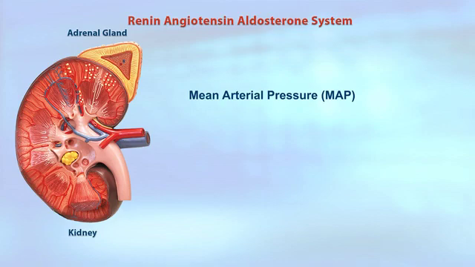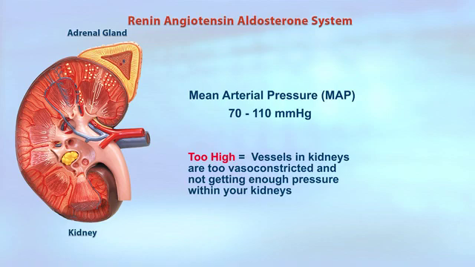Your mean arterial pressure normally is between 70 and 110 millimeters of mercury. And your kidneys work very well when your mean arterial pressure sits between 70 and 110. So you don't want it too low, but you also don't want it too high. Because if your mean arterial pressure is too high, then those vessels in your kidneys are too vasoconstricted and you're not getting enough pressure within your kidneys. Okay? So you don't want it too low, you don't want it too high, but you want it just right.